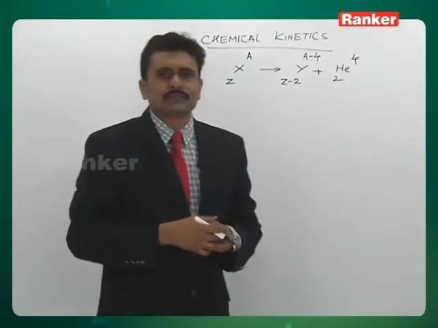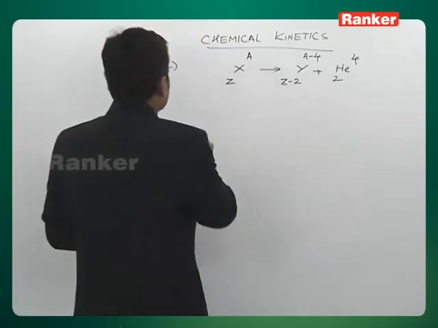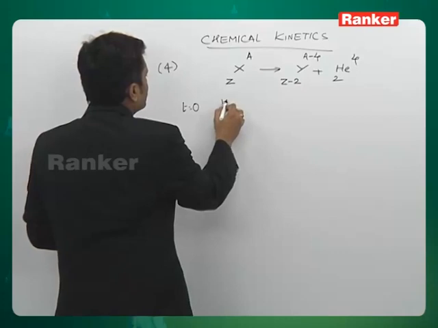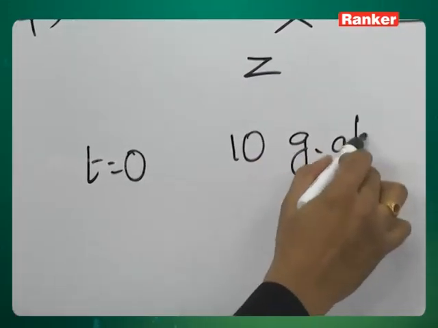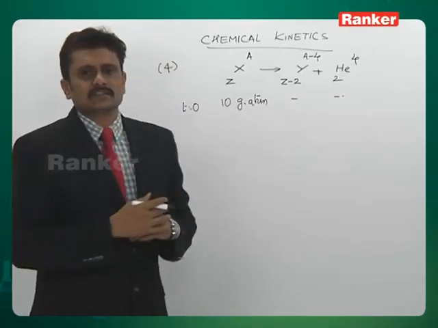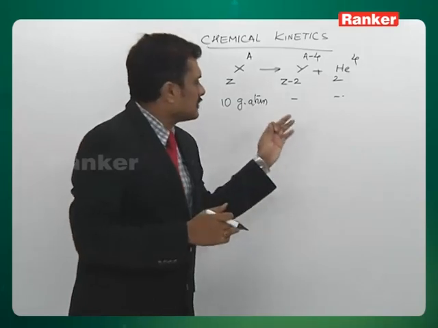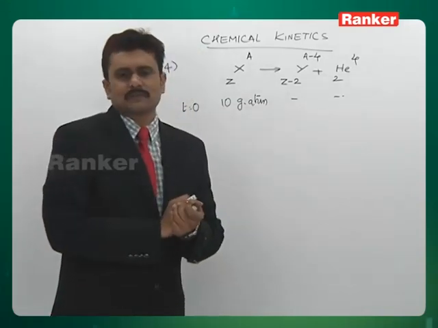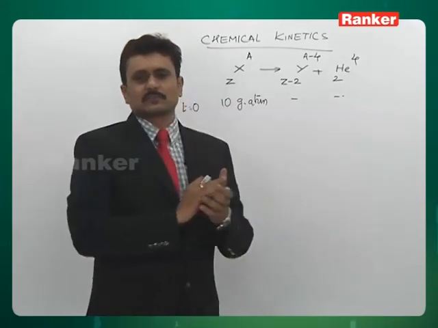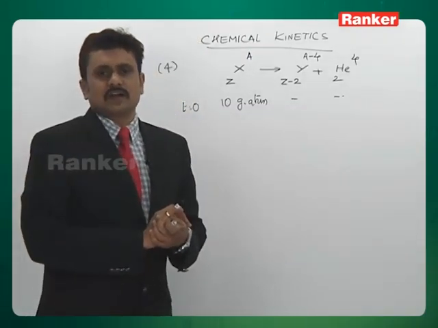Now you have been given that you have taken 10 gram atom, I mean to say 10 mole of radioactive isotope initially, and after t seconds or after 1 hour you have been asked to find the half-life period of this particular isotope when you are given the volume of the helium gas which is collected after 1 hour.